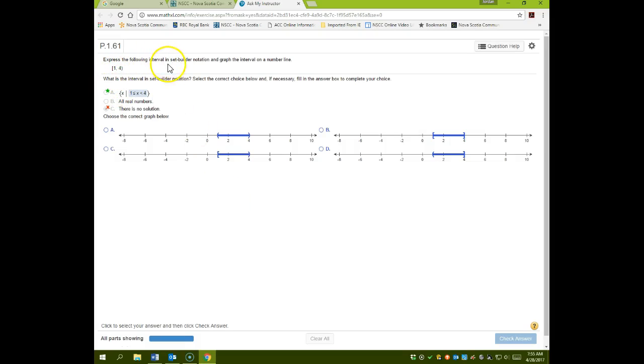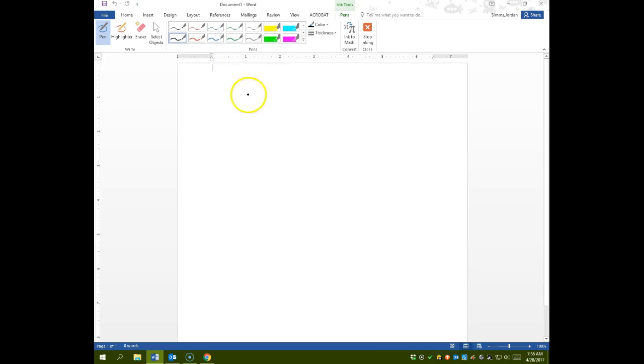Here we have to express the following interval in set builder notation and graph it on a number line. And we have 1 to 4 with a hard bracket on the 1 and a soft bracket on the 4. It's probably a parenthesis, but let's write this down. Soft bracket on the 4, hard bracket on the 1.